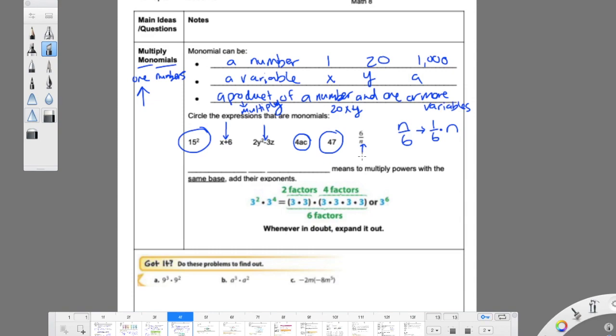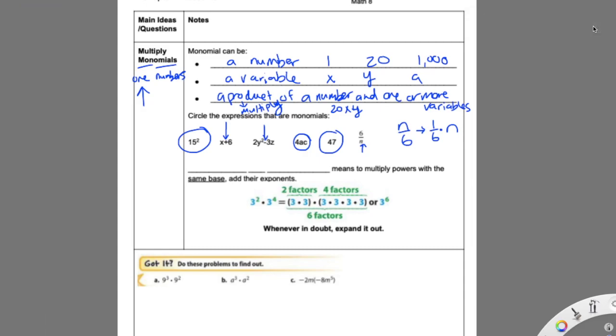All right, so let's go ahead and look at this second notes feature here. We have blank, blank, blank means to multiply powers with the same base and their exponents. So we know we're multiplying, which we tend to call a product.